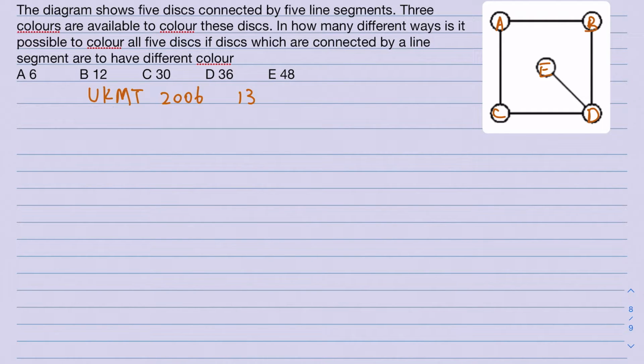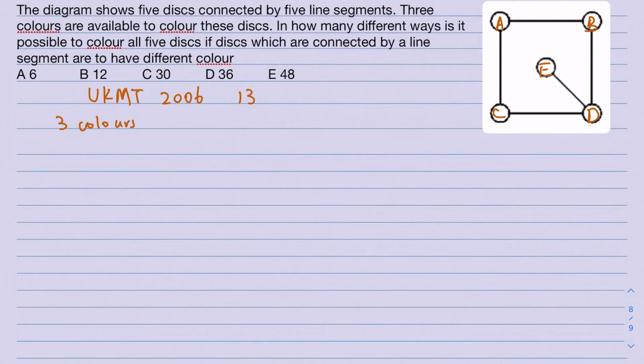Alright, so we know we have 3 colors to color all the 5 disks, and you might be wondering, which disk do I start from? Usually in this type of question, I will start from the most unique disk. In this case, disks A, B, and C are all connected to 2 other disks, and only E is connected to 1 disk, to D.